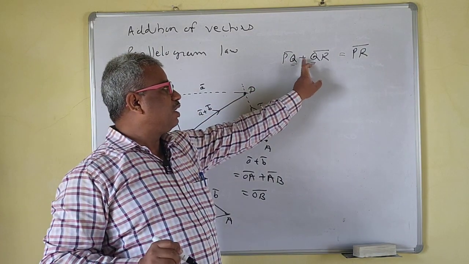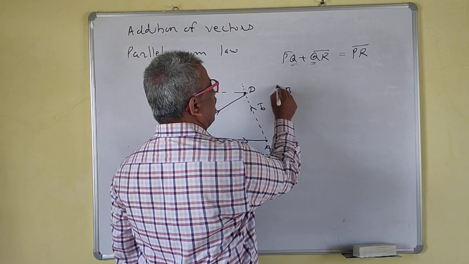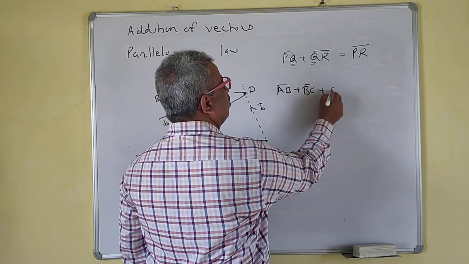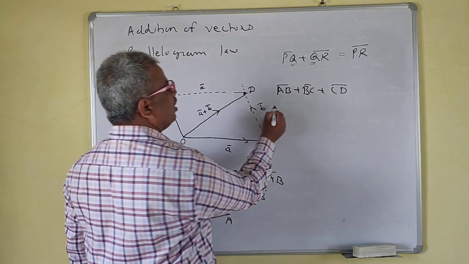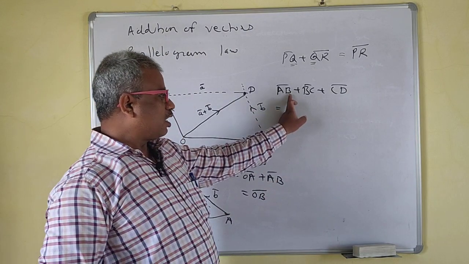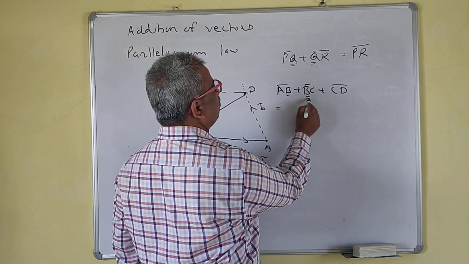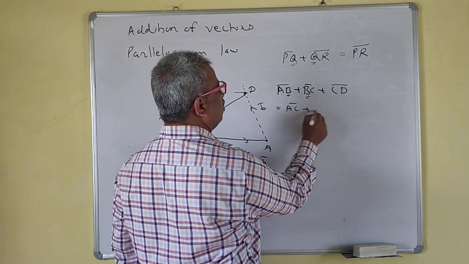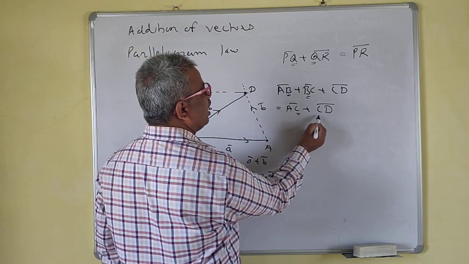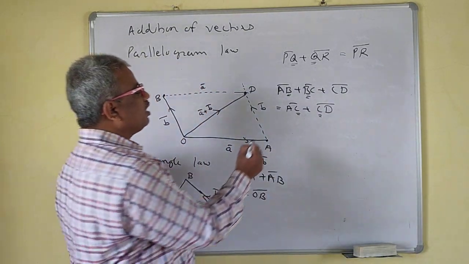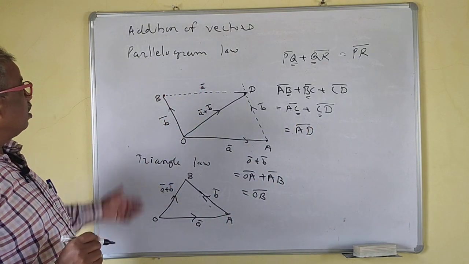Or somewhere, suppose we have AB bar plus BC bar plus CD bar. Suppose we have to do this addition. We take the benefit of the terminal point and initial point. See here, the terminal point and initial point are the same, so this will be AC bar plus CD bar. Now again the terminal point and initial point are the same, so we can write AD bar. This is the application of the triangle law.